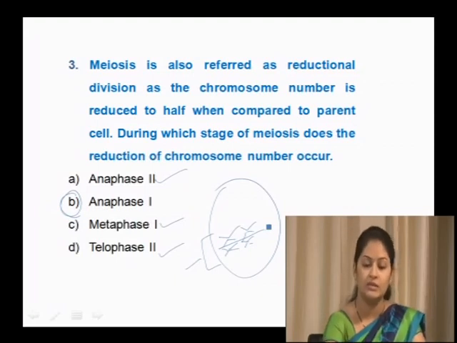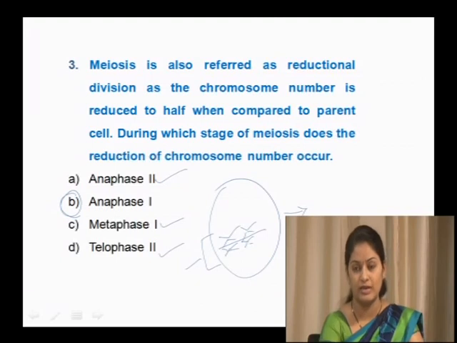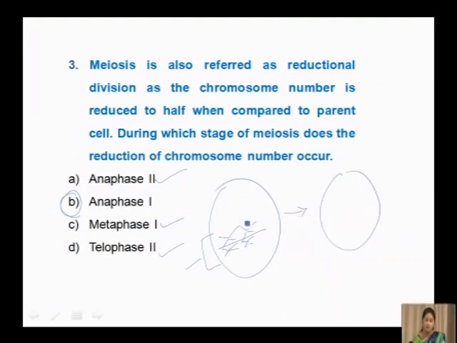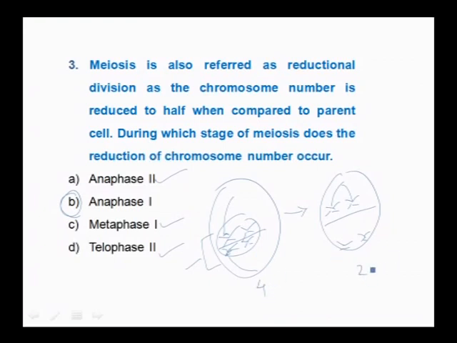But when it enters the next stage, that is anaphase 1, because the kinetochore is only on one side associated with the spindle fibers, the entire chromosome is shifted to the poles. The sister chromatids are not separated. So, one pole gets 2 chromosomes and another pole gets 2 chromosomes. The original chromosome number was 4 here. Now, each pole has 2. Therefore, anaphase 1 is actually reducing the chromosome number. You can come to a conclusion that B is the answer.